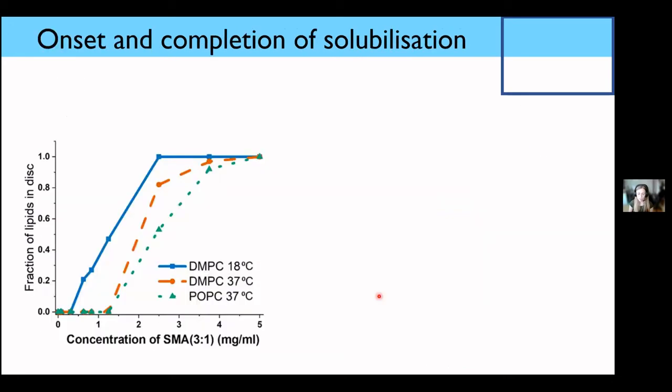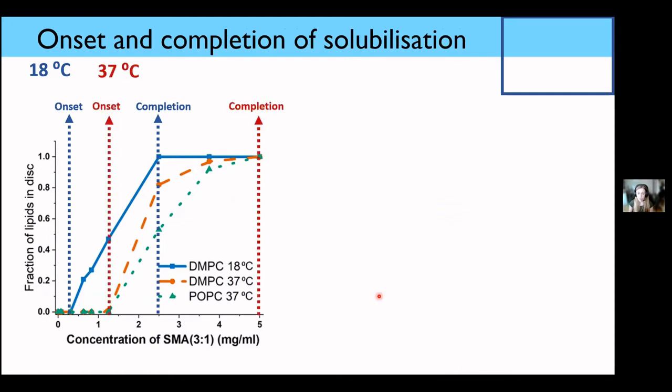So looking more in detail at these results, first of all, when we compare, as we have already spoken about, the onset and completion of solubilization for DMPC at 18 degrees to that of DMPC at 37 degrees and for POPC, we see that both the onset and the completion happen at much lower SMA concentrations for DMPC at the lower temperature.